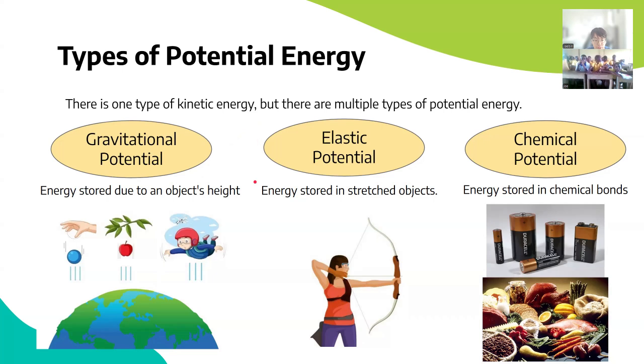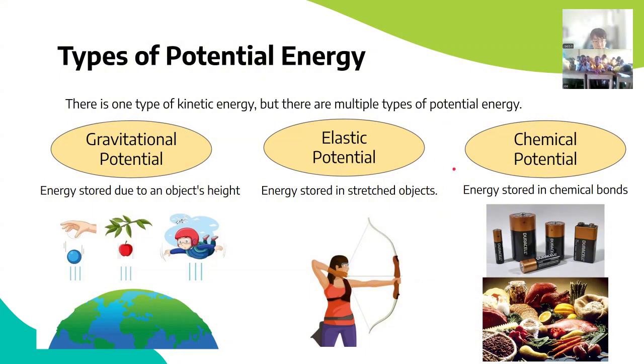And we also have elastic potential energy, which is the energy stored in stretched objects. If you have a rubber band, or if you have a bow over here, as she draws back the bow, you can see the potential energy that is stored in the bow. So a lot of energy is being gathered over here. And this is elastic potential energy.